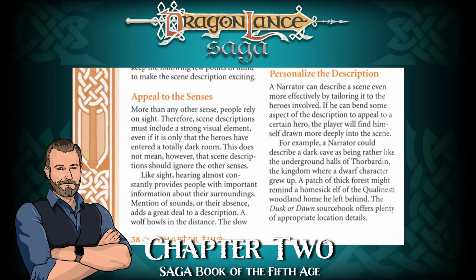Personalize the description. A narrator can describe a scene even more effectively by tailoring it to the heroes involved. If he can bend some aspect of the description to appeal to a certain hero, the player will find himself drawn more deeply into the scene. For example, a narrator could describe a dark cave as being rather like the underground halls of Thorbarton, the kingdom where the dwarf character grew up. A patch of thick forest might remind a homesick elf of the Quillinesty woodland home he left behind. The Dusk or Dawn sourcebook offers plenty of appropriate location details.